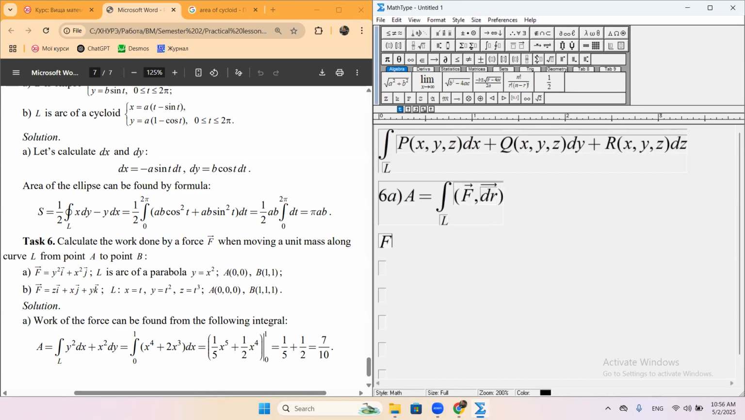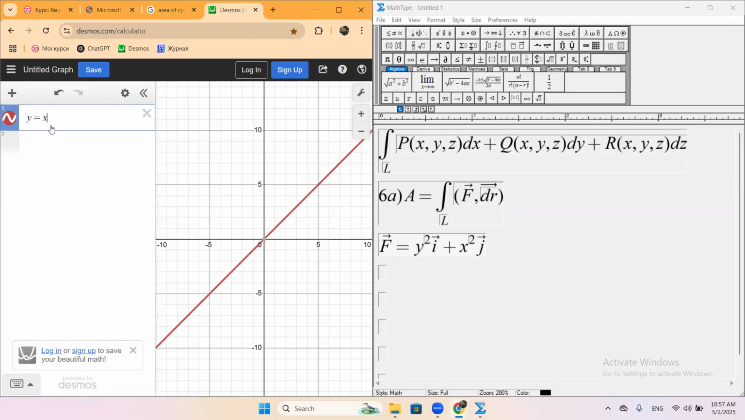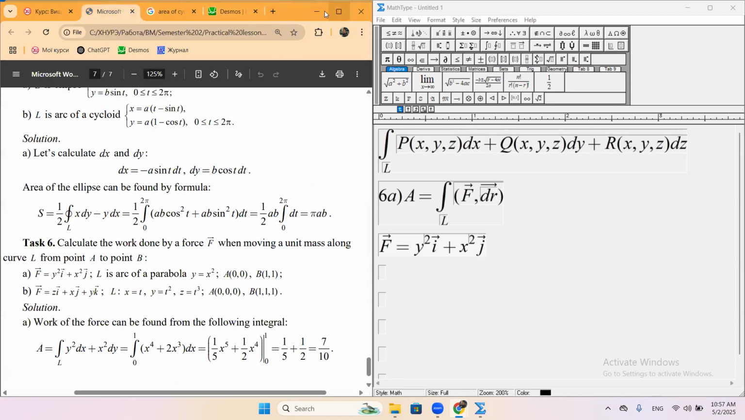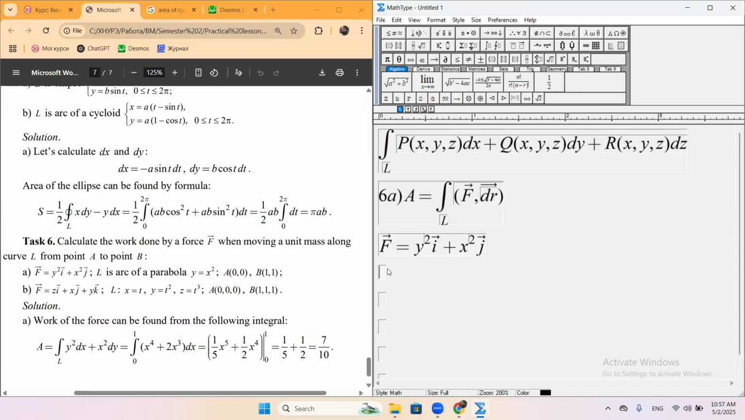And the force is given by the following formula: y² i plus x² j. So actually, what about the curve? It is the parabola that we already know, y equals x², and we need to calculate the work that the force does from this point to this. For this case, x reaches values from 0 to 1.